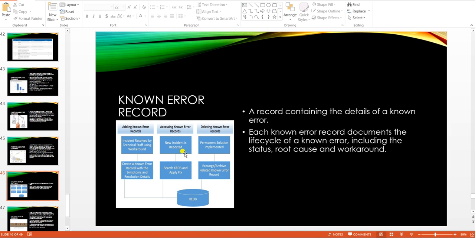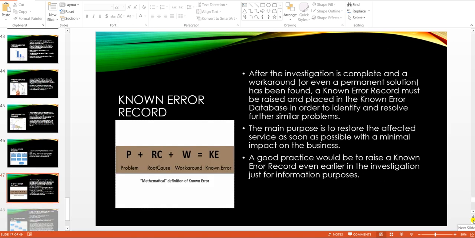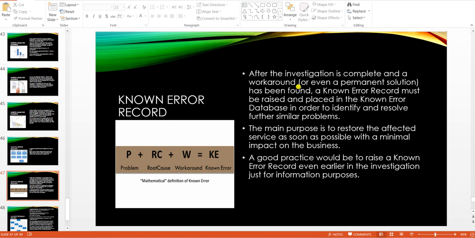A new incident is reported, search for it in the database and apply the fix. Deleting a known error record: the permanent solution is implemented, and you also archive the related known error record. Each error record documents the life cycle of a known error, including the status, the root cause, and the workaround. Also, for the known error record, after the investigation is completed, a workaround or even a permanent solution has been found.